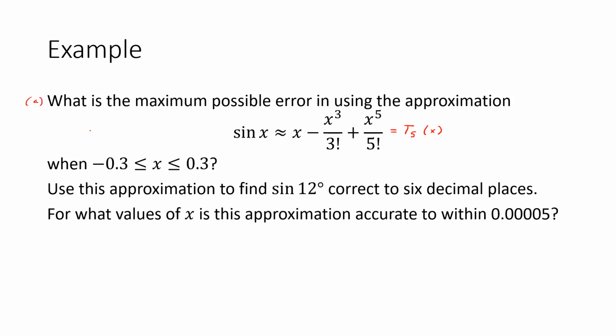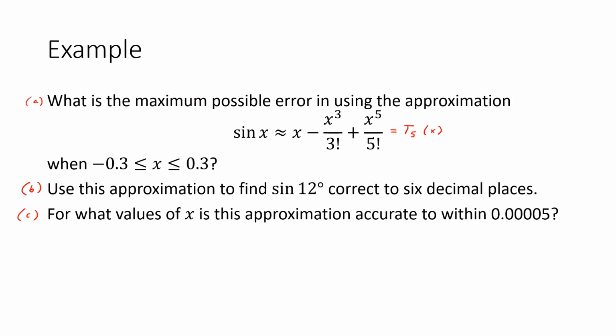First, what is the maximum possible error in using this approximation? Second thing is, how would I use this approximation to find the sine of 12 degrees correct to 6 decimal places? And then the third question we'll try and answer is, for what values of x is this approximation accurate within 0.00005?